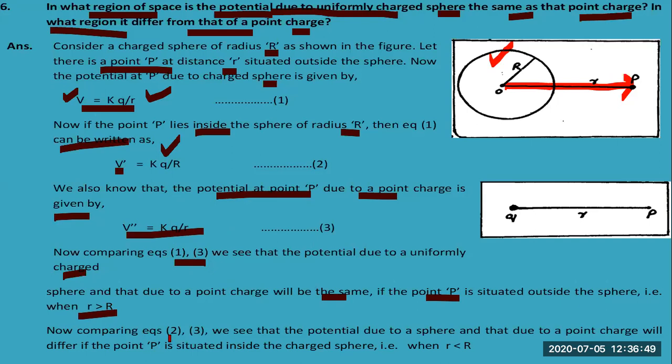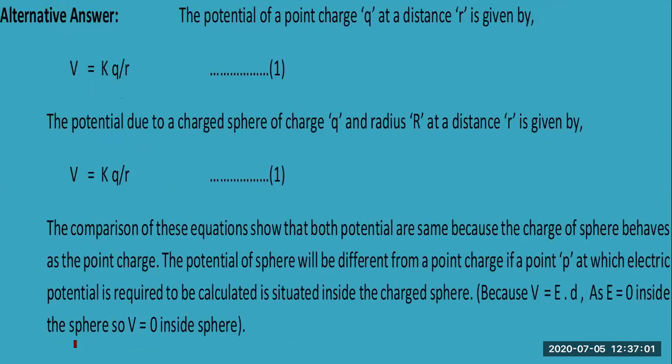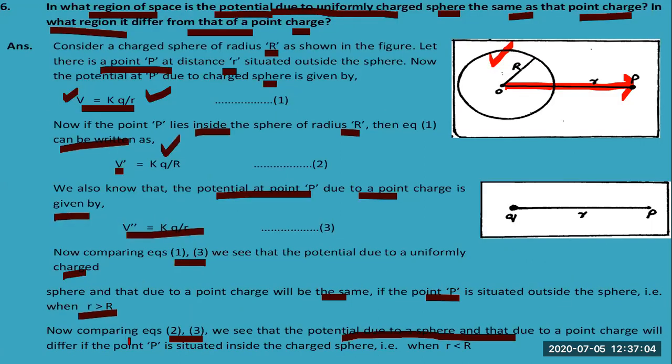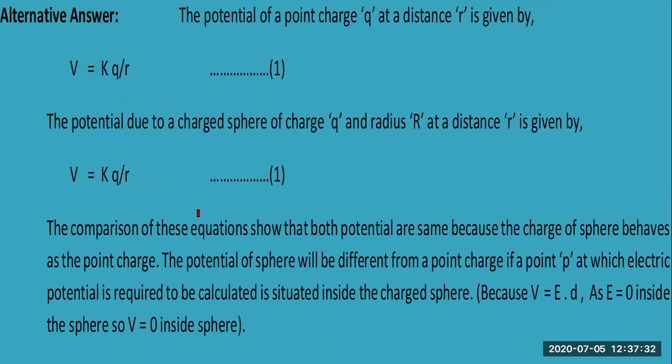Comparing equations 2 and 3, we see that the potential due to the charged sphere and that due to the point charge will differ if the point P is situated inside the sphere, where r is smaller than R. So you have calculated the potential at a point and compared the equations when the point is at a long distance and at a short distance. So let's go for another alternative.